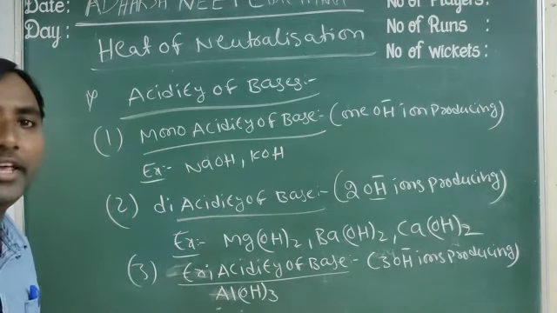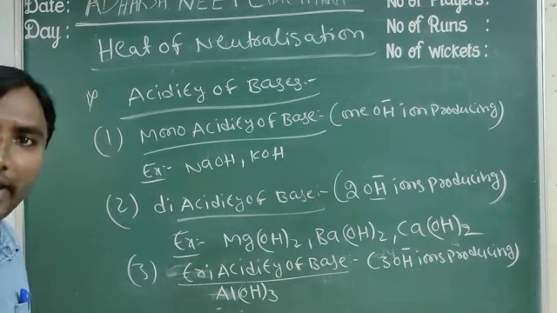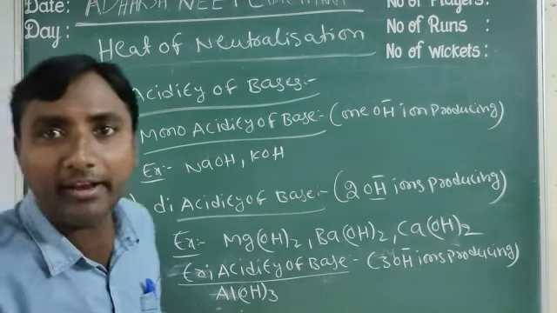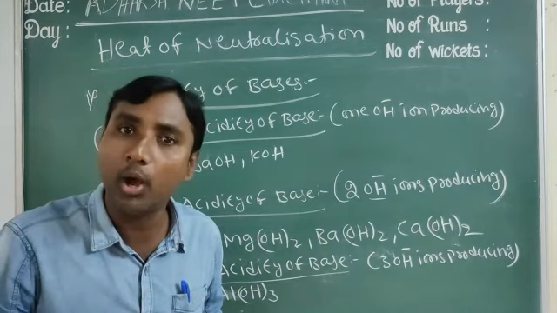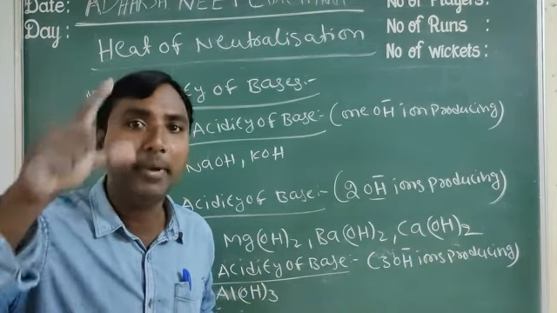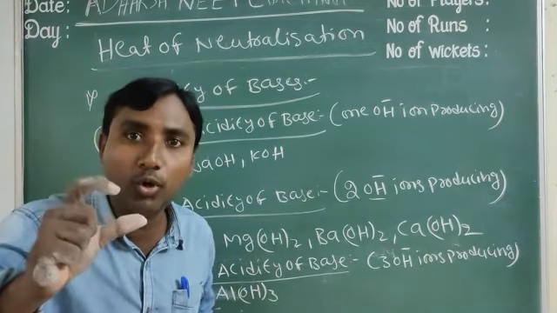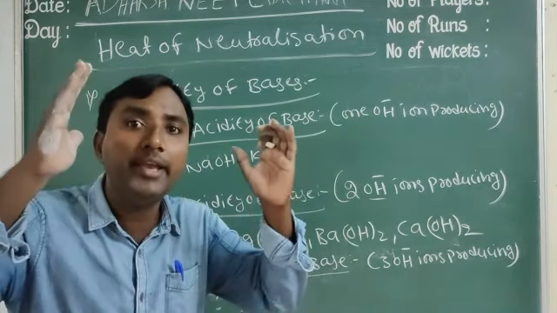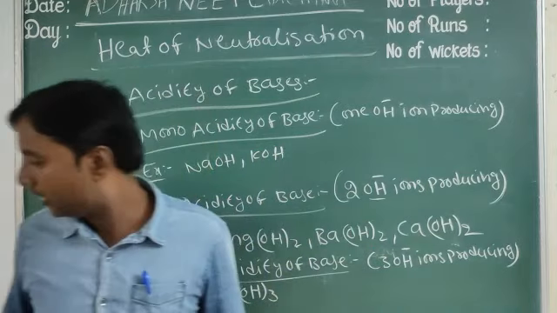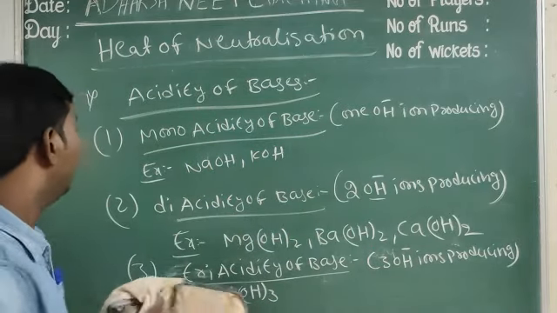So this is the acidity of bases. So you should know the valency, otherwise you can't solve the problem. You should know the basicity of acid. You should know the acidity of base. Only then can you easily solve the sum. Okay. Next one.